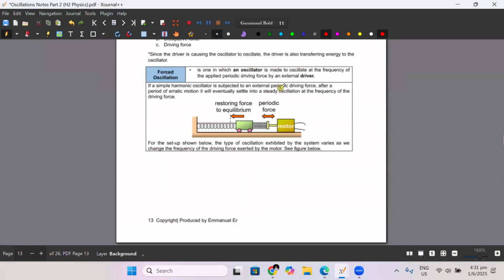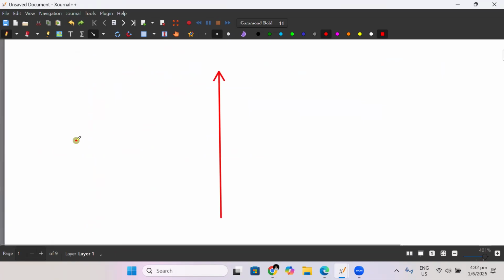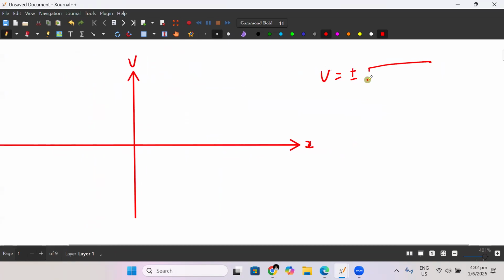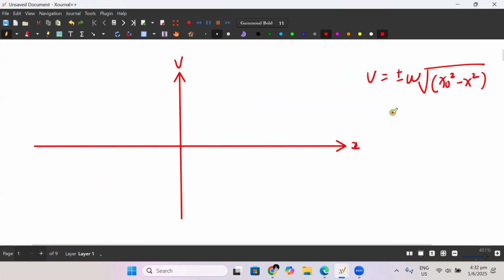Last thing. I have one other graph for you to remember. Recall that you also have this graph. Sometimes they expect you to know this, or they give you the formula already: v equals omega times the square root of x naught squared minus x squared. Sometimes they give you this graph, and you also need to know the shape. So it looks like this.